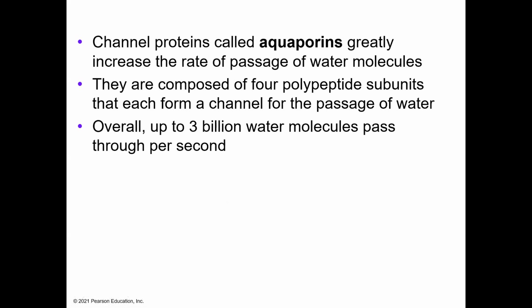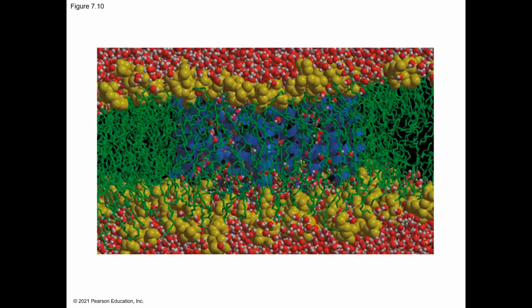Now, there's a very important channel protein called aquaporin that greatly increases the rate of passage of water molecules. Aquaporins are composed of 4 polypeptide subunits, and they each form a channel for the passage of water. Listen to this statistic: over 3 billion water molecules can pass through per second in an aquaporin.